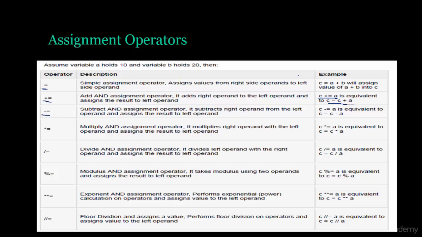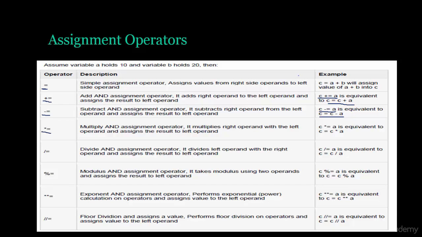If I say minus equal, this is the subtract and assignment operator. It subtracts the right operand from the left operand and assigns the result to the left operand, like this. C minus equal A is equal to C equals C minus A.